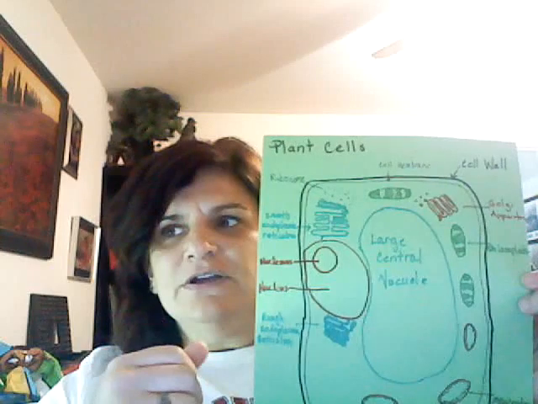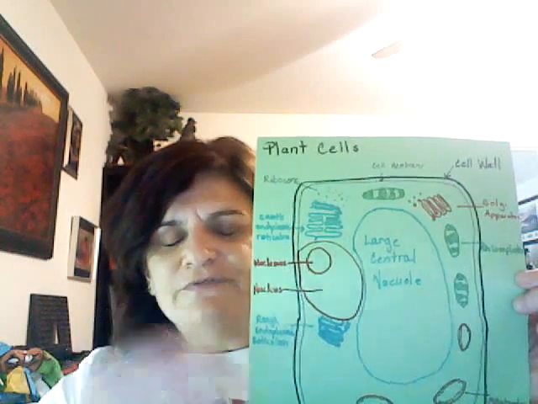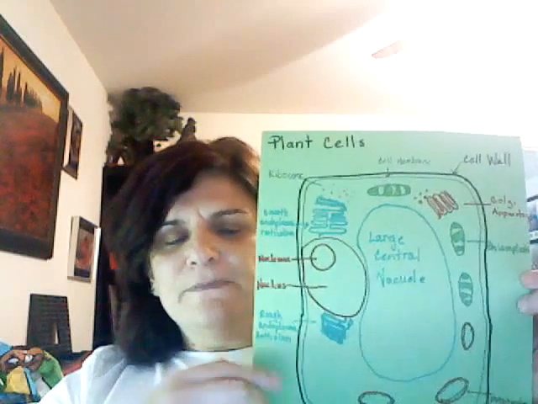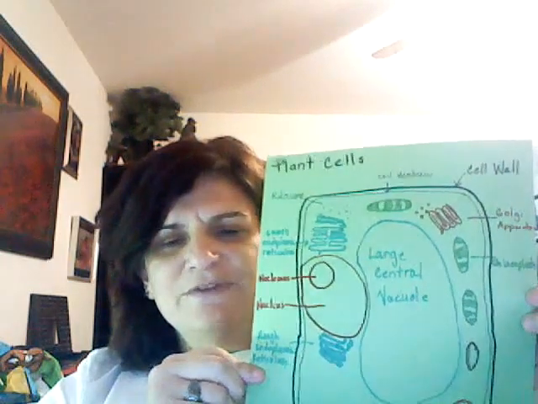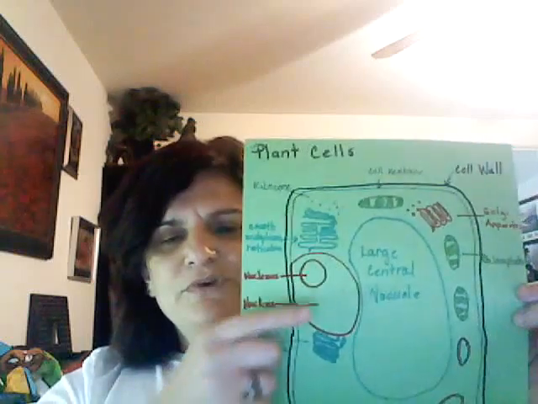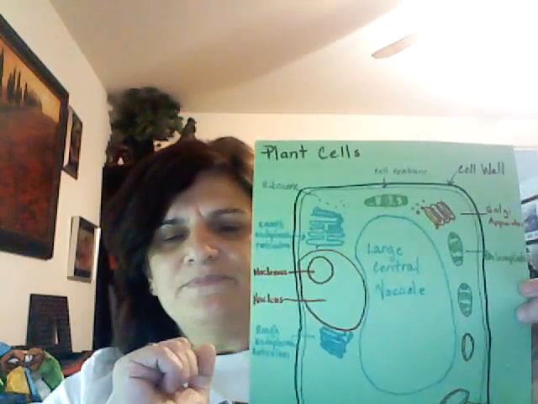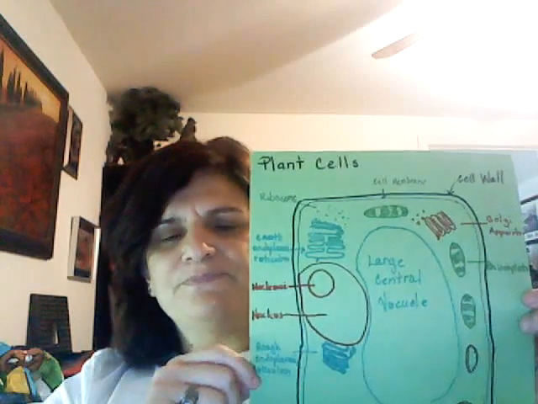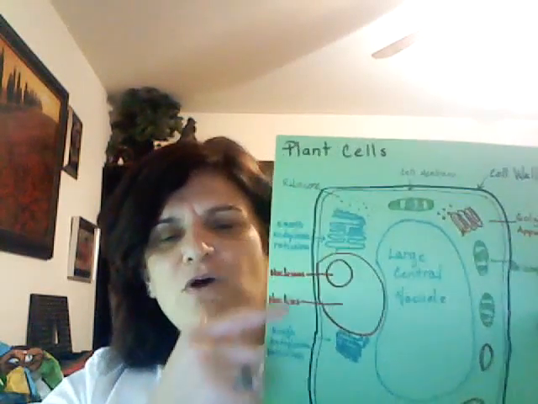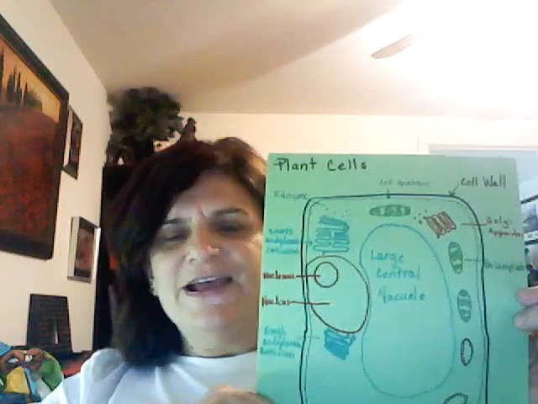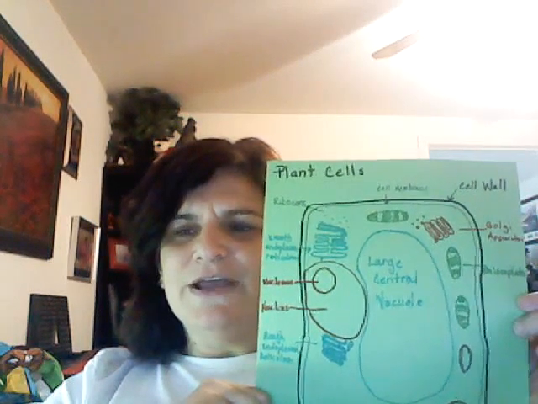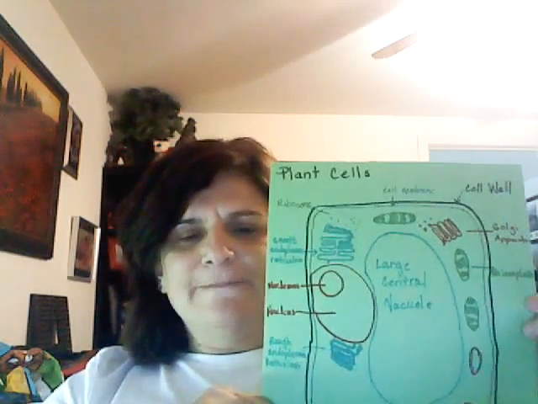Once the sunlight is converted, it stores it in this big vacuole. One of the differences, however, is that there is a vacuole, which is different. There's the chloroplast, which is different. And there is a cell wall. The cell wall serves as kind of like an exoskeleton for the plant.